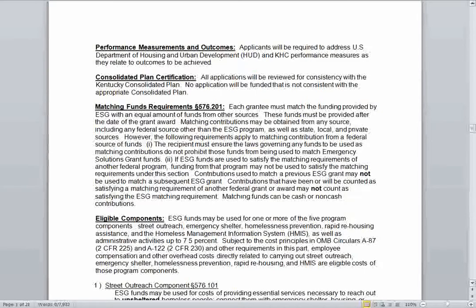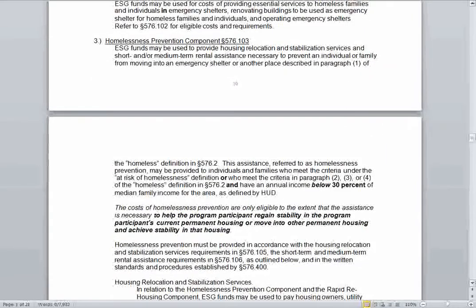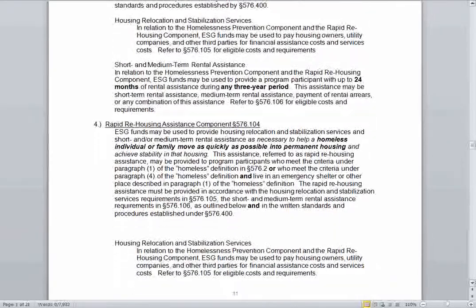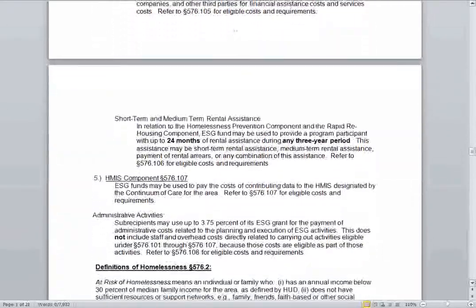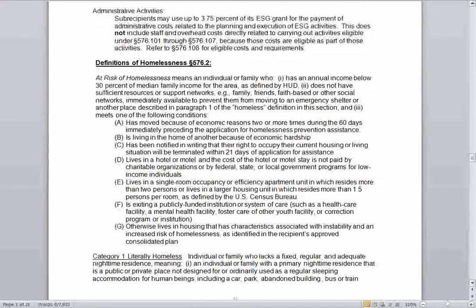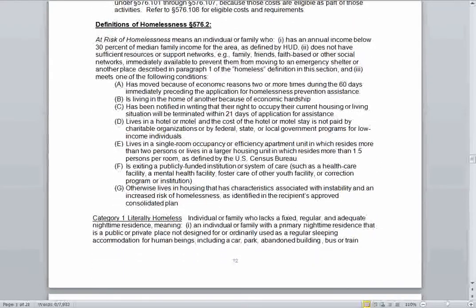Now let's focus your attention on page 12, where it begins talking about the homelessness definition. Individuals or households receiving ESG services or assistance must comply with HUD's definition of homelessness. The definition is complex, and you should become very familiar with the definition and the documentation requirements. These can be found at 24 CFR Part 576.2.